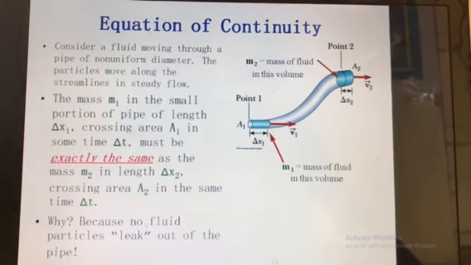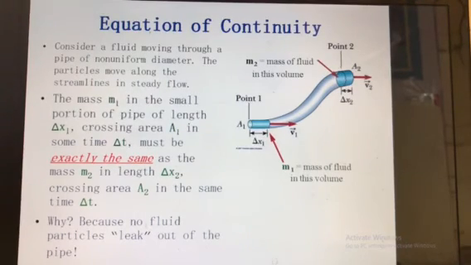Now consider a fluid element or fluid particle through a pipe of non-uniform diameter. The particle moves along the streamlines in the steady flow. Let the mass m1 be the mass of fluid in a small portion of the pipe of length delta x1 crossing area A1 in the time delta t, and this must be exactly the same as the mass m2 in the length delta x2 crossing area A2 in the same time delta t.